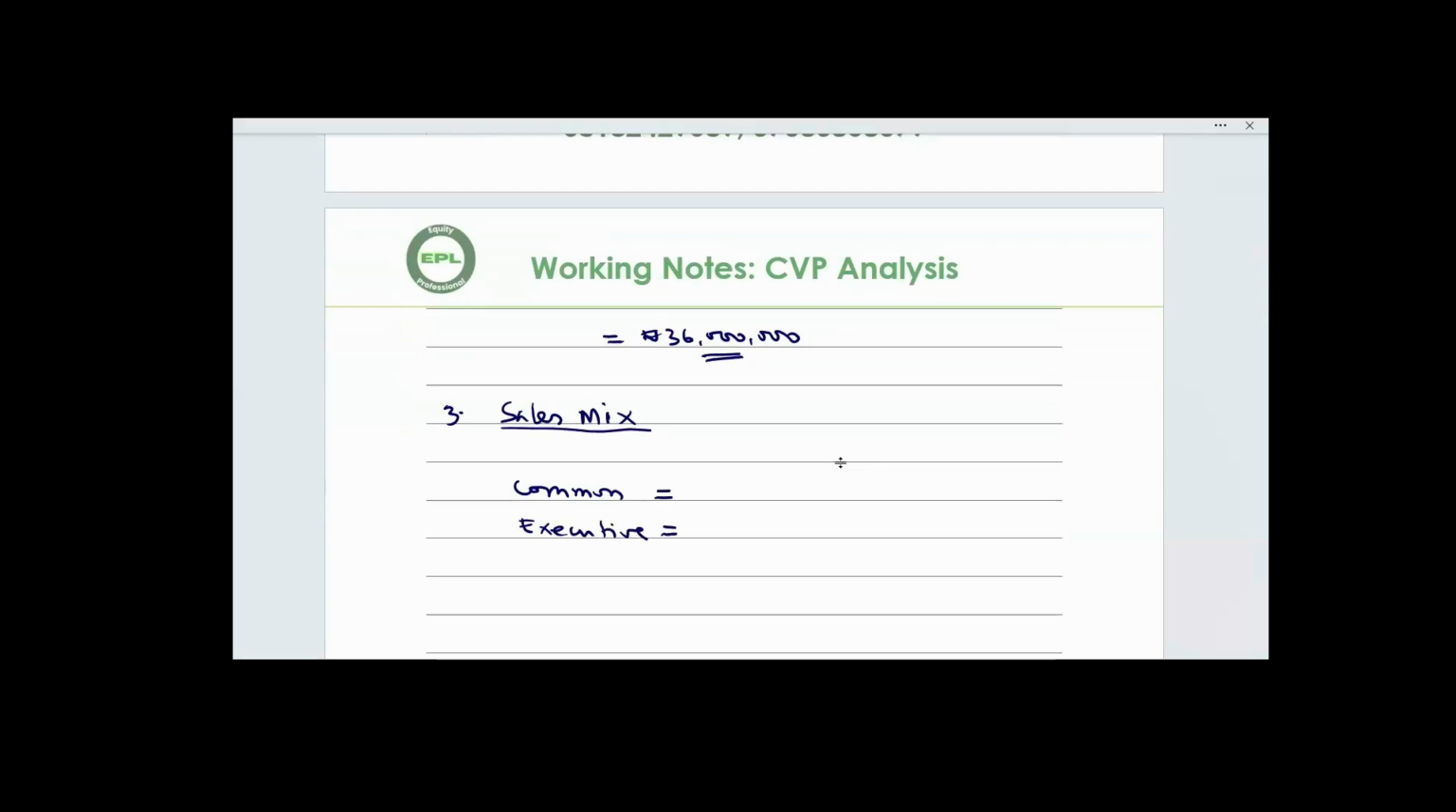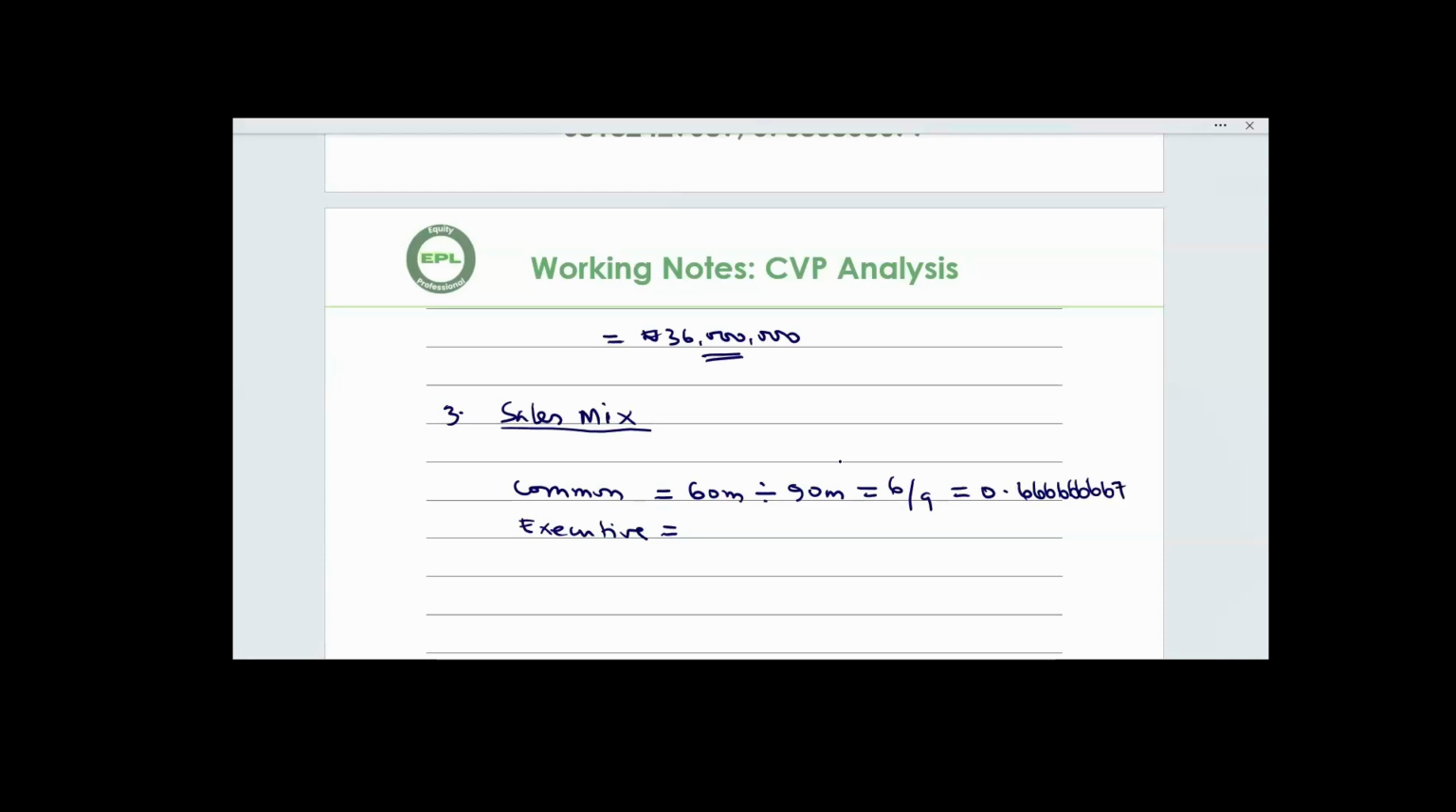Therefore, to get the sales mix simply means profit to sales ratio. What is the sales value of each product divided by the total sales value? The sales value of common is 60 million naira, divided by the total sales value of 90 million. So this will give me 6/9, which is 0.6666667.